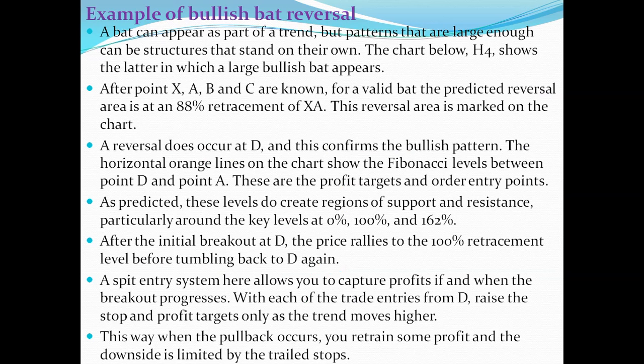As predicted, these levels do create regions of support resistance, particularly around 0, 100, 162%. After the initial breakout at D, price rallies to 100% retracement before tumbling back to D again. A split entry system here allows you to capture profit as the breakout progresses. With each of the trade entries from D, raise the stop and profit target only as price moves higher. This way if a pullback occurs, you retain some profit and the downside is limited by the trailing stop.